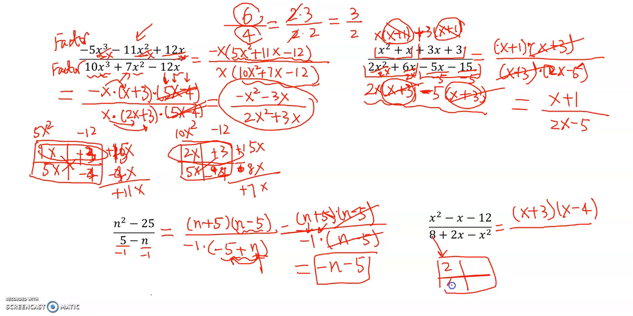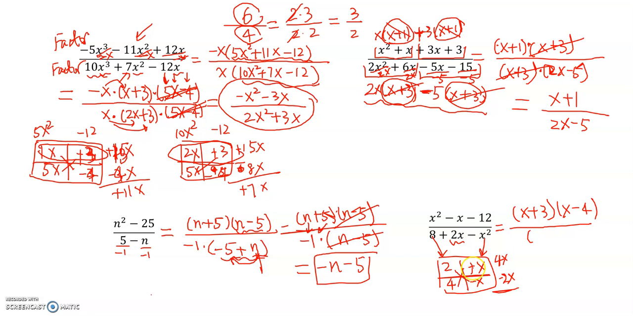8 is 2 times 4. If we keep it in this order, that would be negative x times positive x. And the cross products, I realize I need to make this one positive, this one negative, because that will give me a positive 4x and negative 2x. And 4x minus 2x is 2x. So let me write down the factoring here.